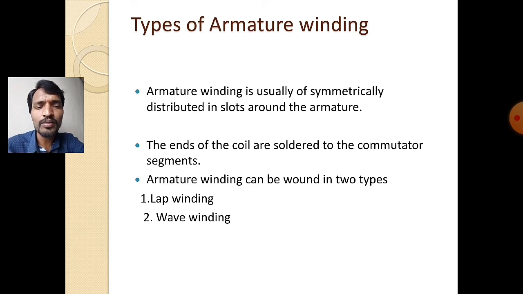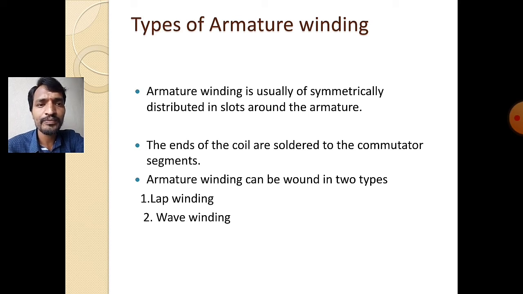Now coming to today's topic, types of armature winding. What is armature winding? Armature winding is a winding which is wound on the armature core. The ends of the armature winding are connected to commutator segments with the help of soldering.